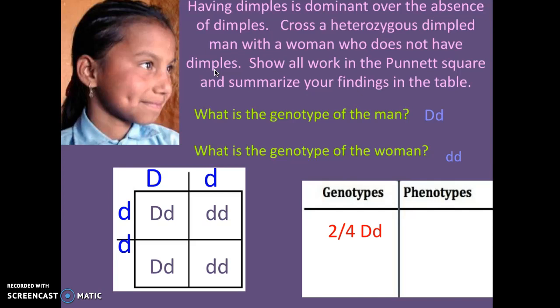Here we can see that we have 2 out of our 4, or 1/2, are heterozygous, and 1/2 are homozygous recessive. What that means is that anything that has a capital letter, anything that has the dominant allele, is going to show dimples, which is our dominant, and anything that does not have the dominant allele in there at all is going to show no dimples, or our recessive.